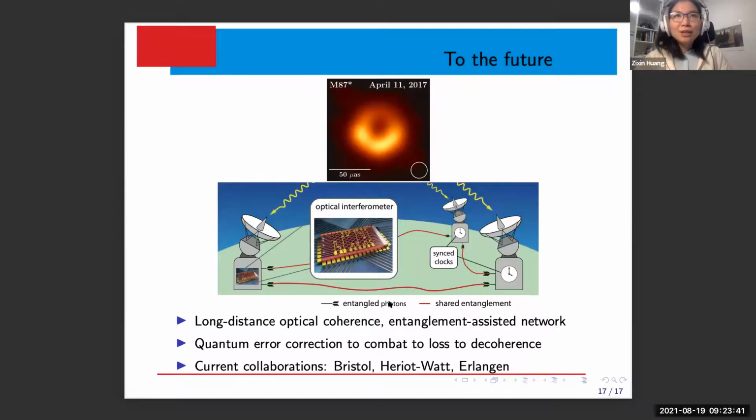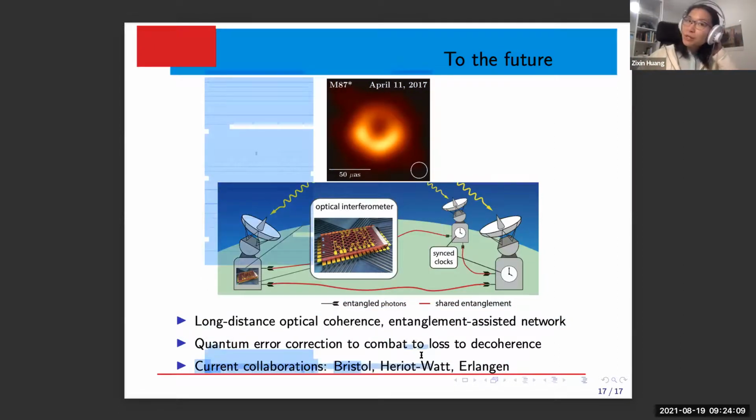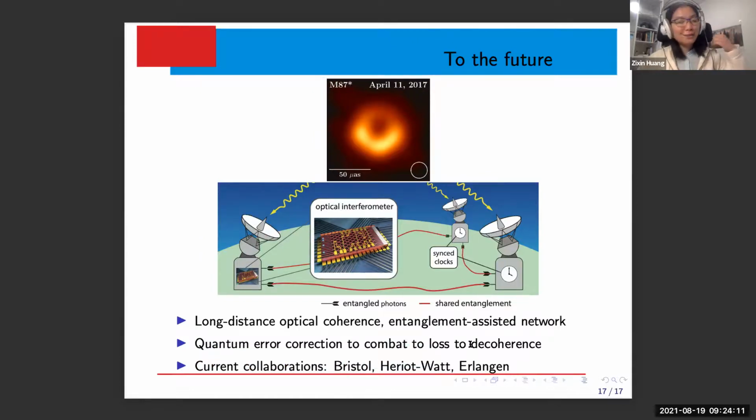So for the future, we want to look at what happens if we have access to the quantum internet and use it as a huge telescope array. So we want to establish long-term optical coherence through an entanglement-assisted network. We might want to implement some of these quantum error correcting codes to combat loss. And we have current active collaborations at Bristol, Heriot-Watt, and Erlangen, and we're open to further collaborations.